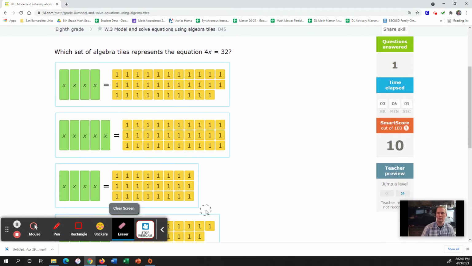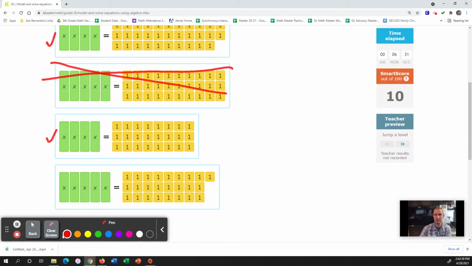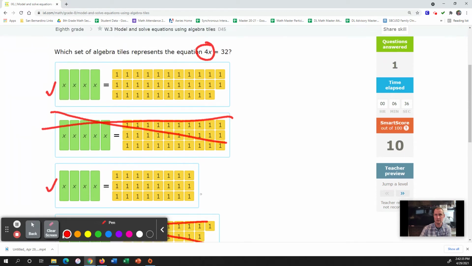And now it looks even more difficult, but you know what? It's actually almost the same thing I've been doing. The first part here is we are looking for 4 tiles of x. So notice 1, 2, 3, 4. We've got 4 tiles of x. Looks good there. The second one down, we've got 1, 2, 3, 4, 5 tiles of x, so the second one is out. See how fast it is to go through these really quickly. The third one down, we've got 4 tiles of x, so that one could be a correct answer. And the last one, we've got 5 tiles of x, so that's not the correct answer.